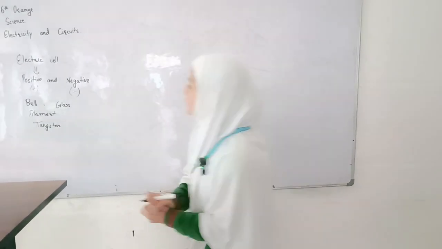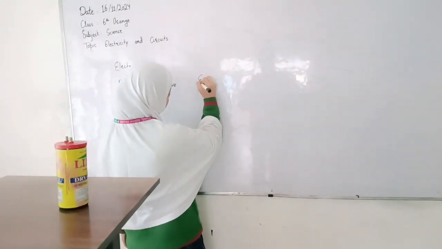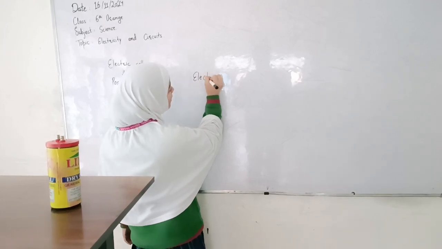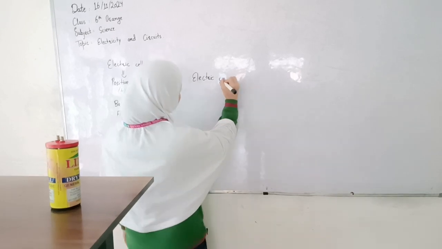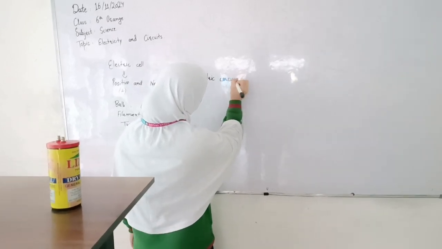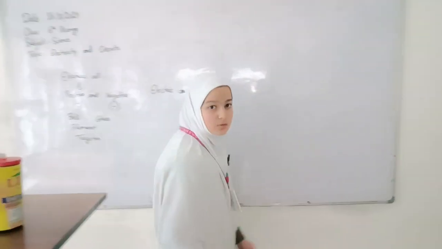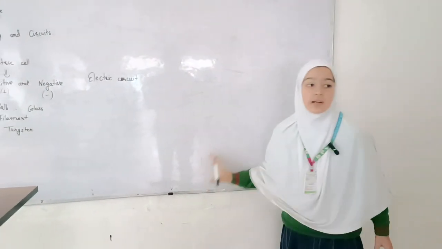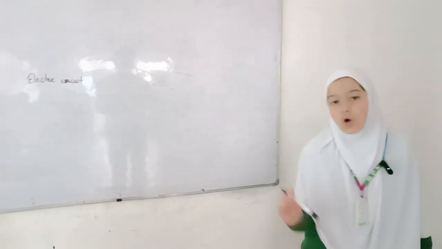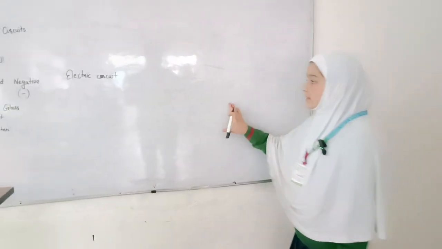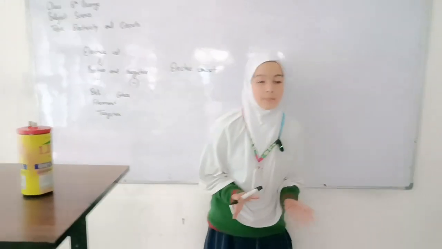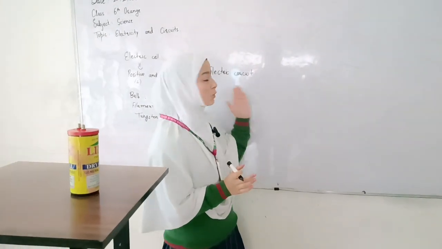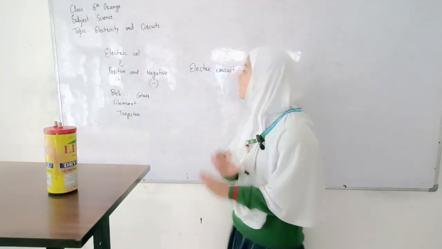Now I will tell you something about the electric circuit. Before that, let me tell you about electric current. Electric current is a flow of electricity through an electric circuit. An electric circuit is a closed path through which electricity flows.